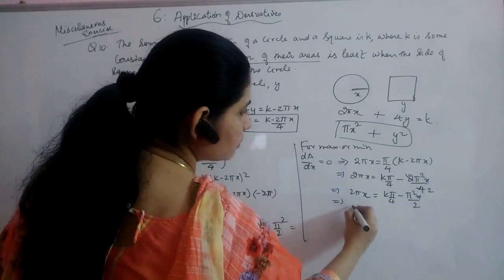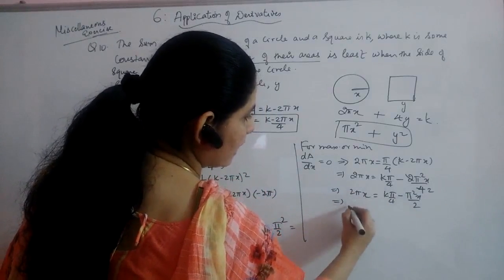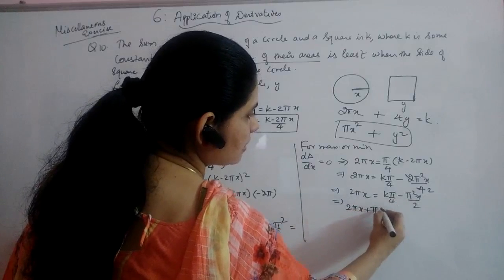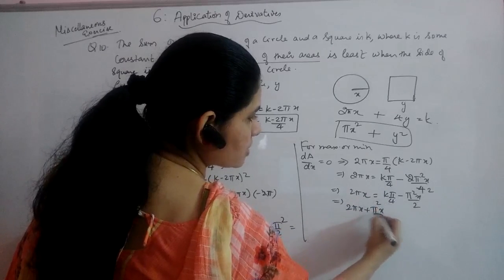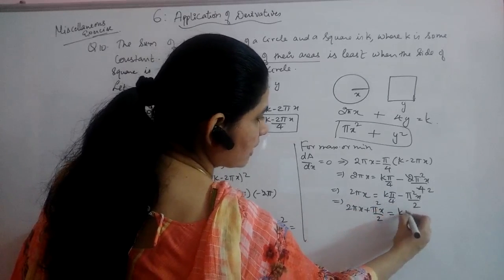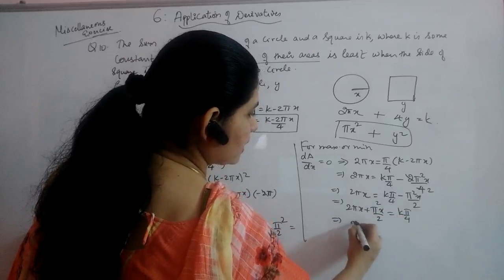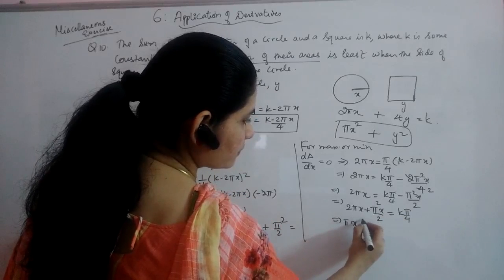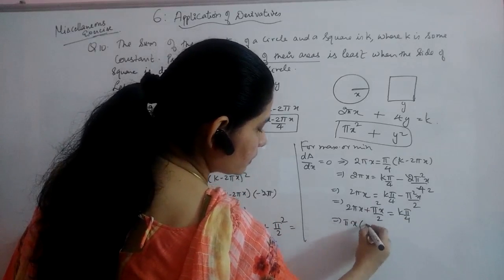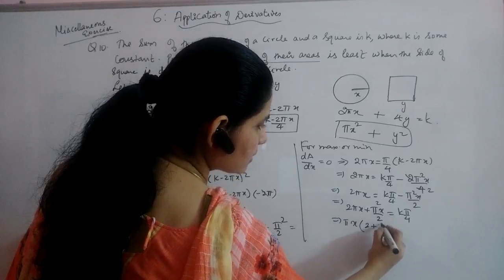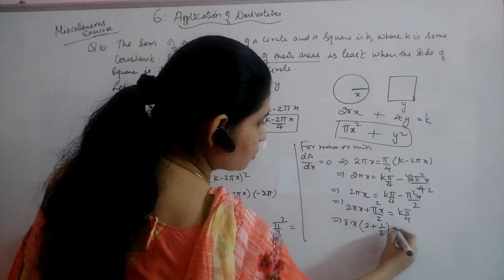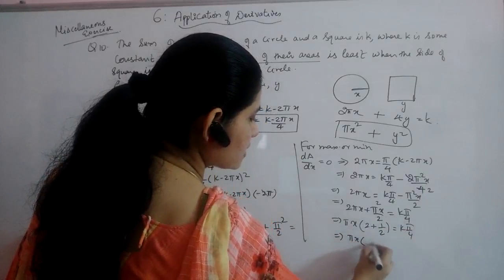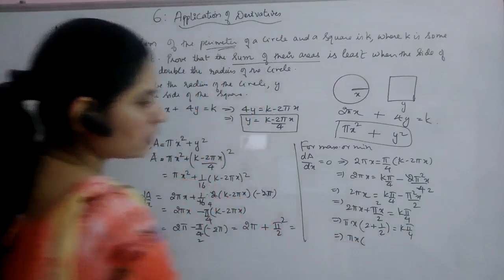So this is giving you, I'll just collect the terms of x. Okay, here you have 2 pi x, this will come here as pi square x by 4, positive, and here k pi by 4. Now taking x out, you can take out pi also. It will give you 2 plus pi x by 2 is equal to k pi by 4, which is again giving you pi x into 4 plus 1, 5.